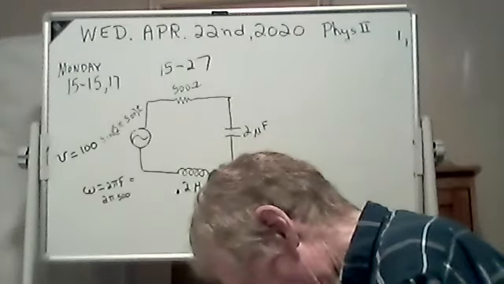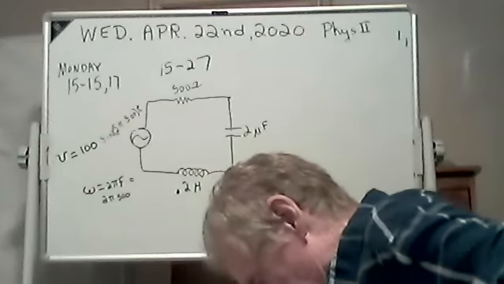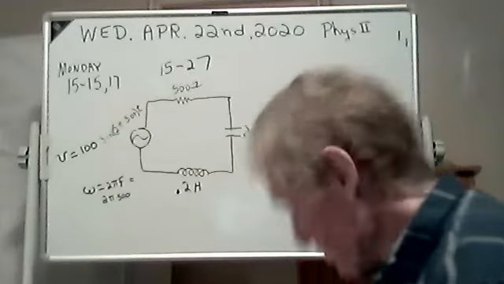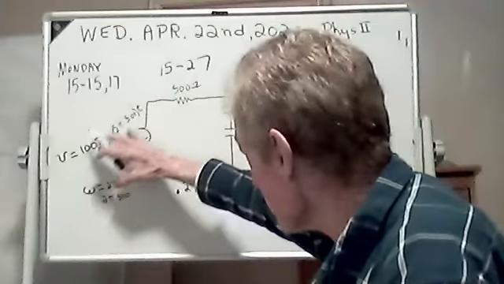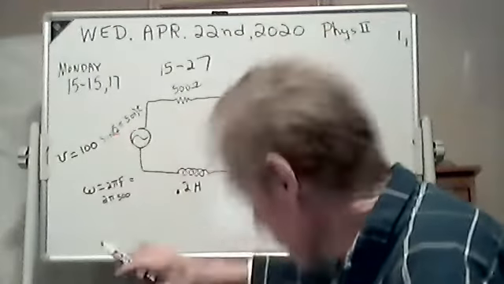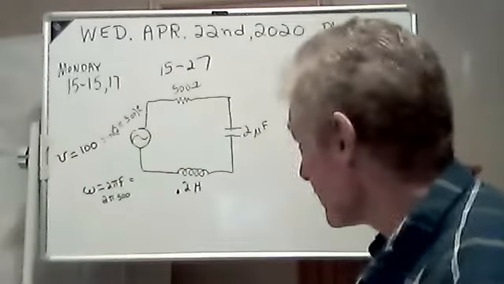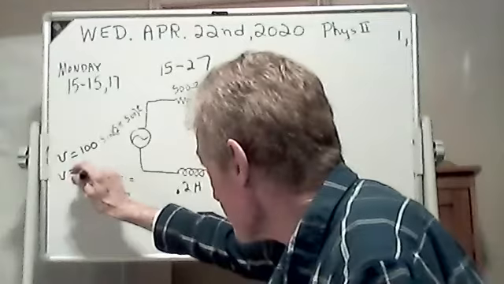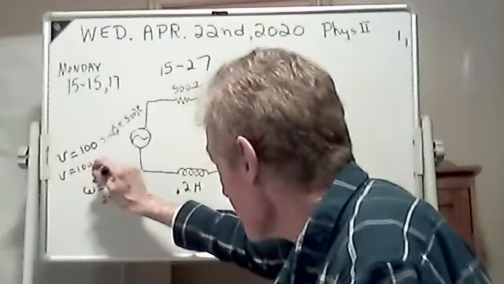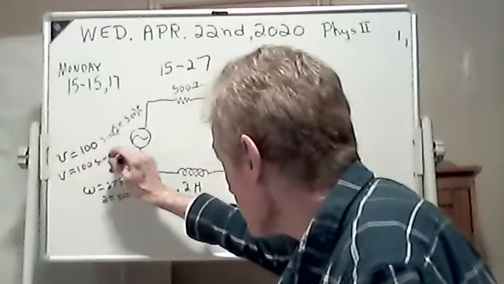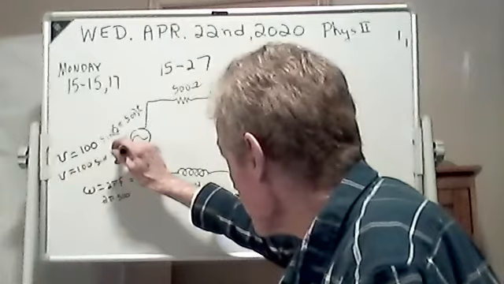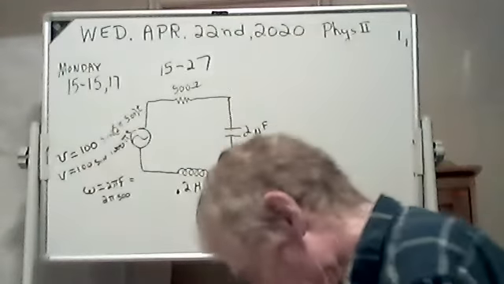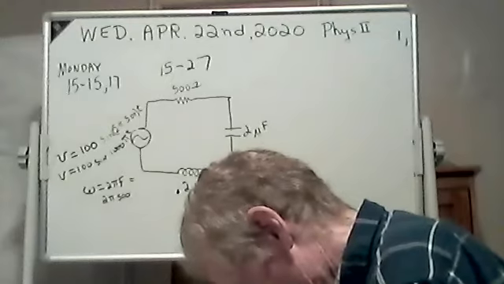What do they want to know? Well, they want to know a lot of stuff. The current. They even wrote this out, 1,000 pi t. You can write it that way. That's better. Let's do it that way. V equals 100 sine of 1,000 pi t. There we have it. All right. Same thing.